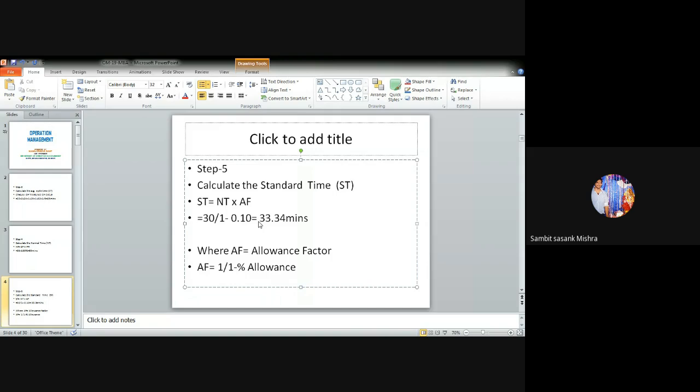Sir, 120%? The allowance is 10%. That is fixed. You are still in the normal time, but allowances are fixed for both cases. That is 10%. Is it clear? Yes, sir. Okay. So the answer is 33.33. Is it okay? Yes, sir. Okay. Moving to the next question.